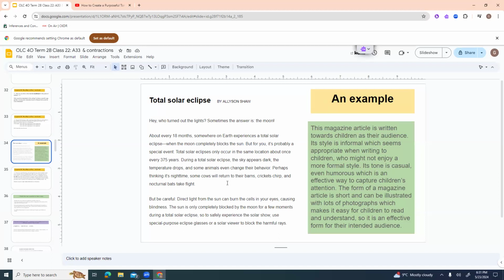The form is a magazine article. It's very short. It could be illustrated with all sorts of interesting photographs, which would make it very easy for children to read and understand. So yes, I think they've chosen an effective form and tone and style for their intended audience.